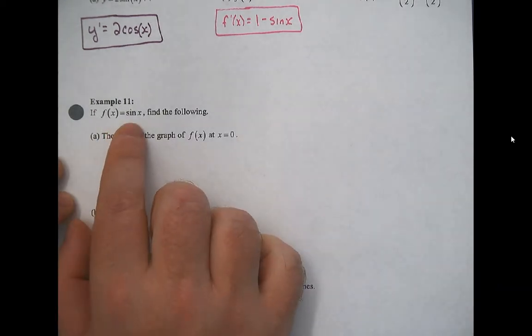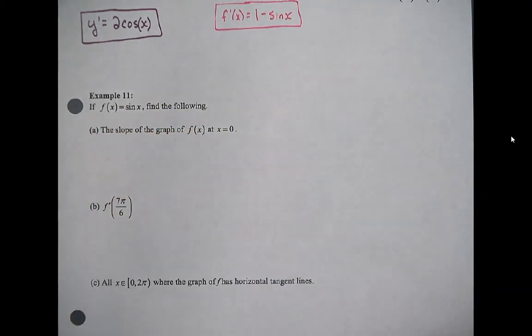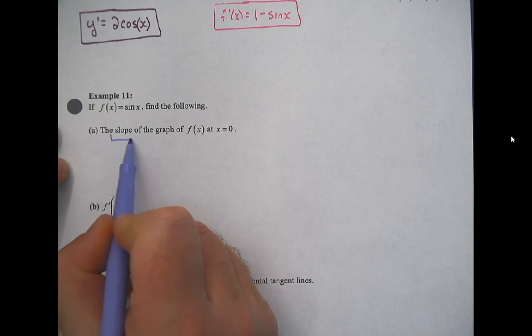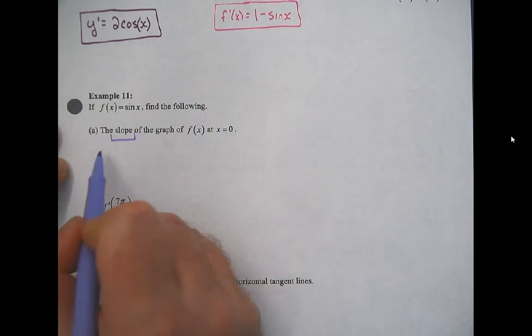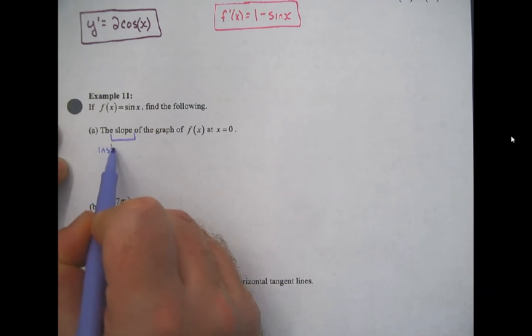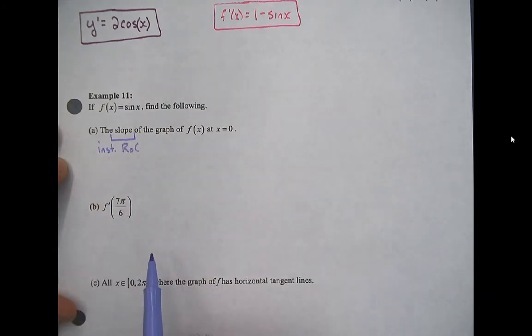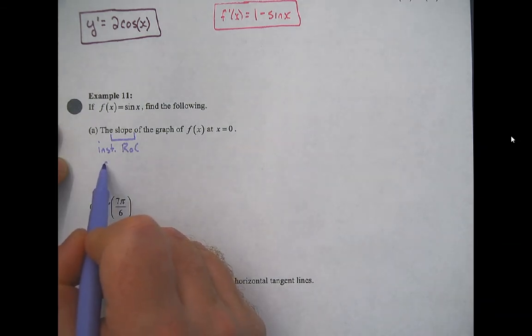If f of x equals sine of x, find the following. So the slope of the graph, boom, stop. Whenever you see this stuff, start to write yourself notes. The slope. Now this is the slope at a single point. This is what we call the instantaneous rate of change. This is what we call the derivative.